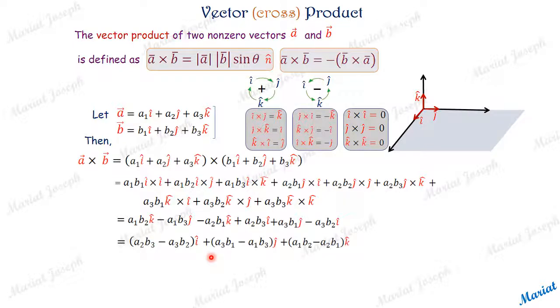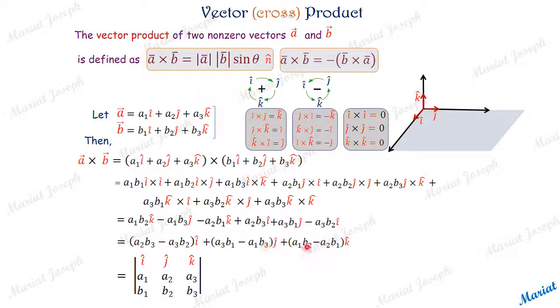If you go on writing and collecting the like terms, you have i terms, 2 of them: A2 B3 minus A3 B2. This is one i term, this is one i term, taken common. Similarly here this is a j term and this is a j term. Collect together. Then we have it. This could be obtained just by expanding this determinant also.